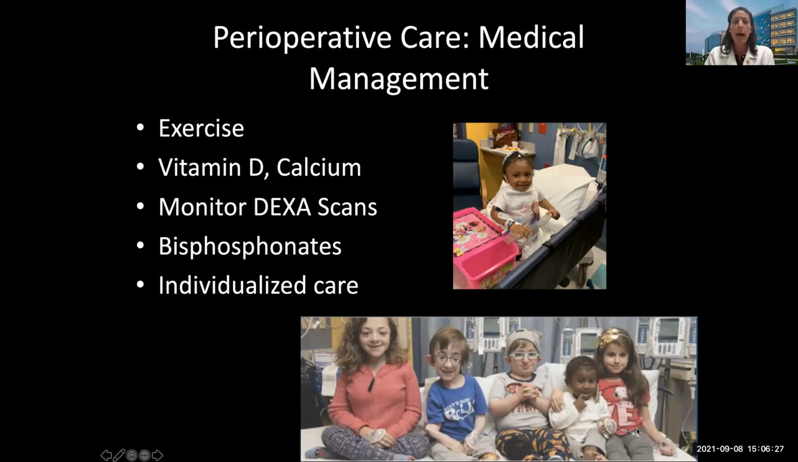management and really optimizing each patient's muscle strength and overall bone quality. Again, that's with the use of routine, safe exercises, vitamin D and nutritional optimization, optimization of bone density, bisphosphonates or other medical treatments when appropriate, and really an individualized care plan for each patient.